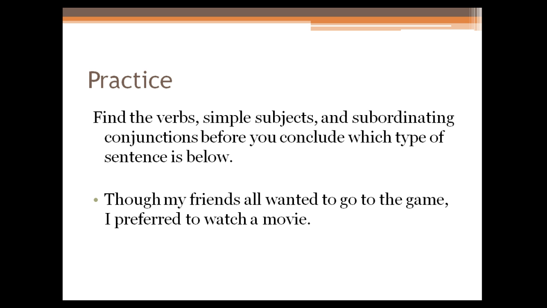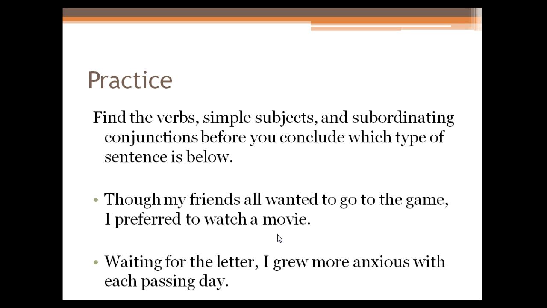So we have two clauses. Is there anything in front of the I preferred? The comma. That's actually a good clue. Is there anything in front of my friends? Though. That's a subordinate conjunction. So in this sentence, it looks like we have a dependent clause, comma, and independent clause, period. Though my friends all wanted to go to the game, period, that would be a fragment. But because we have a comma following with the independent clause, I preferred to watch a movie, that's considered a complex sentence.